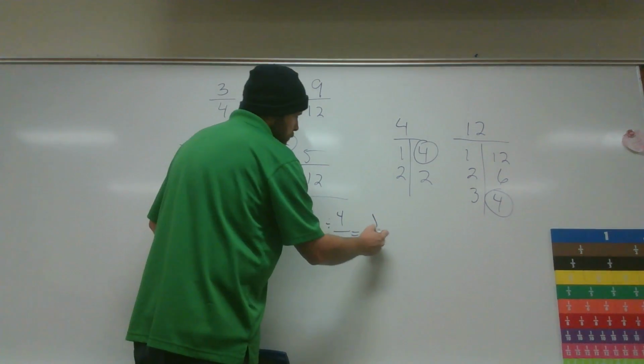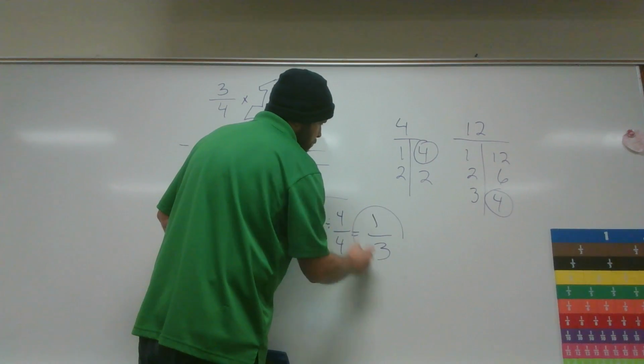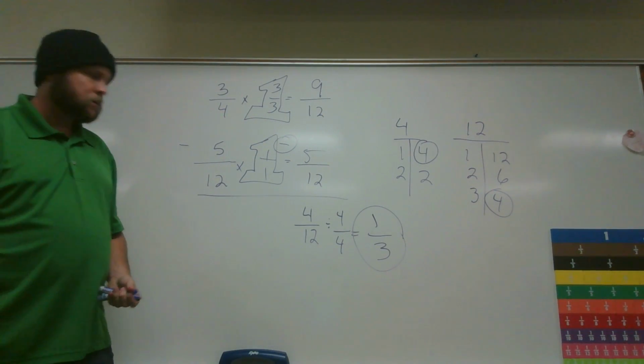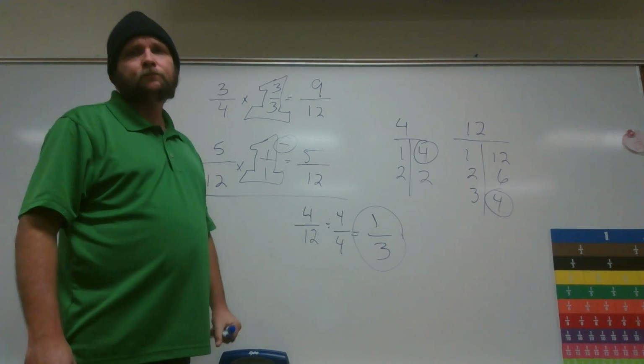1. 12 divided by 4 is 3. We go. It's 1/3. 1/3.